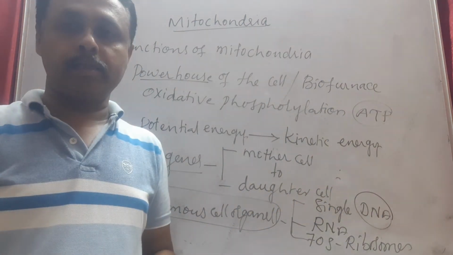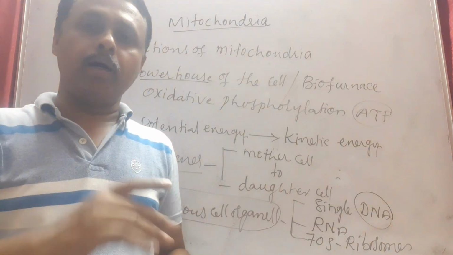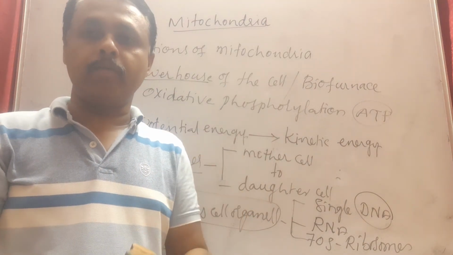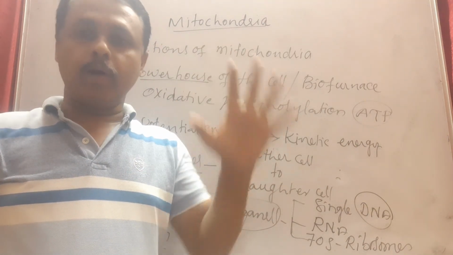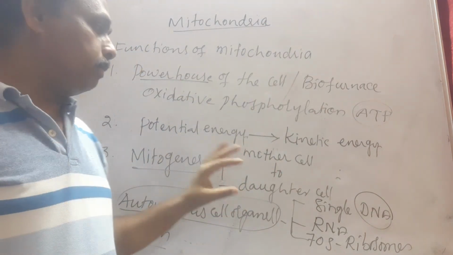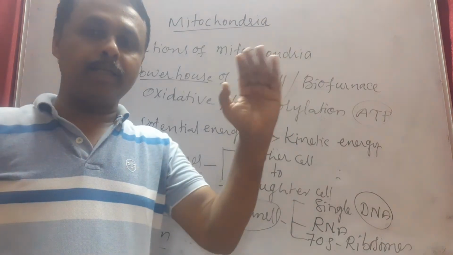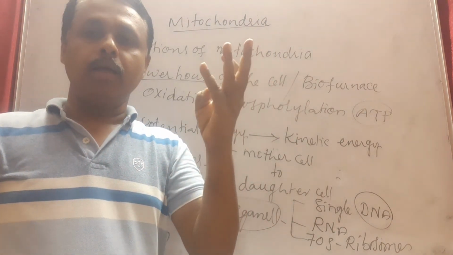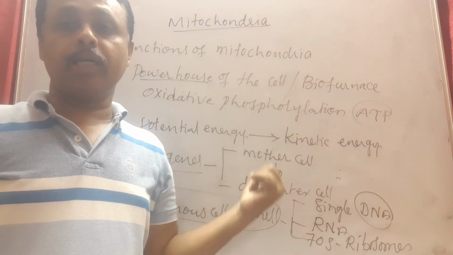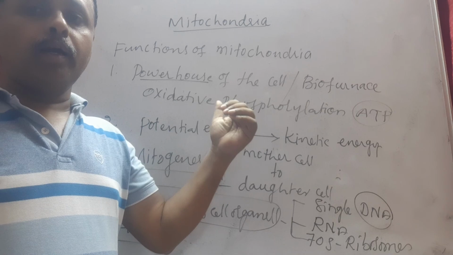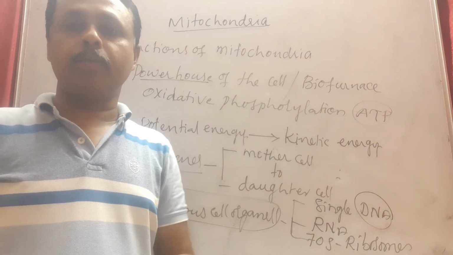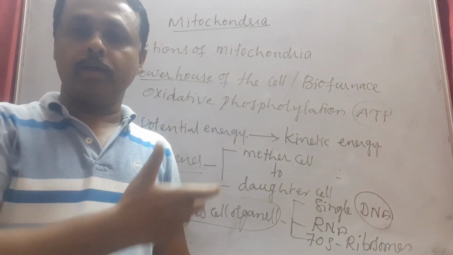Or biofurnace. In the respiration cycle we have seen 4 steps. Out of all 4 steps, except glycolysis, the remaining steps take place in the matrix of mitochondria. What are the next steps? Link reaction, Krebs cycle, and electron transport system. These 3 steps take place in the mitochondria, except glycolysis. So this is about the important points of mitochondria.